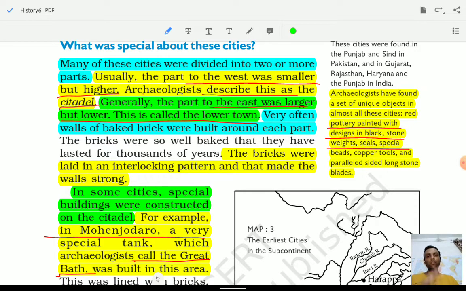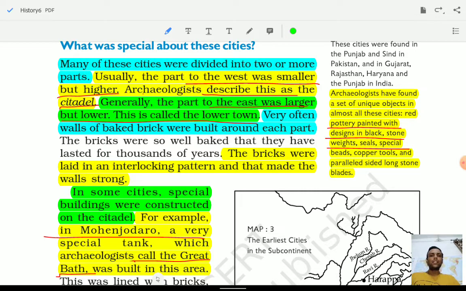The part to the west was smaller and higher. Understand that it was built in two parts: one at a higher level and another at a lower level. The west portion was at the higher level, and the east part was on the lower side. What was the utility, and why was it made in such a manner? Let us understand what archaeologists think about it and what their opinion is.